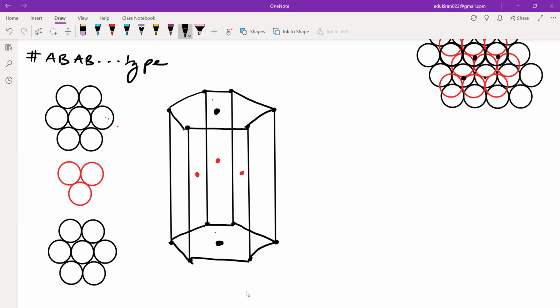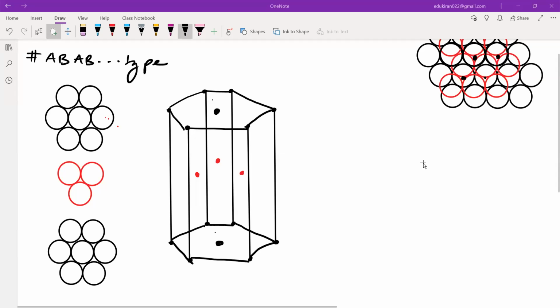So what is red? What is red? Those are the B layer atoms. What do you mean to say what is red? They are completely inside the unit cell, the red ones. The red ones are completely inside. They are not in the face centers. Okay, so these are not in the face center, they are completely inside.